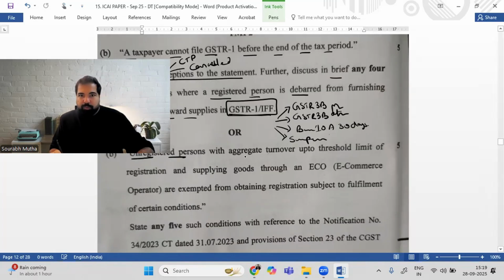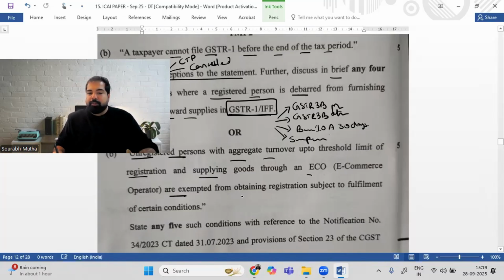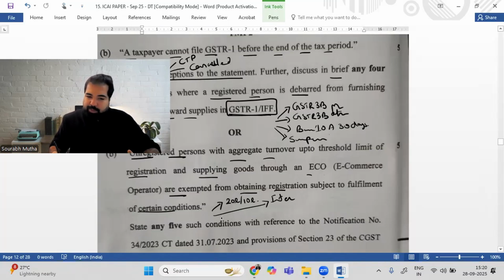Unregistered person, like you, a student, unregistered, with aggregate turnover up to the threshold limit of registration and supplying goods through e-commerce operators, are exempted from obtaining registration. Is that true? Yes. Guys, if you want to supply through e-commerce operators, you are not supposed to register up to a certain limit. What are the limits? You should not be over the 20 lakh limit. In some states, you should not be over the 10 lakh limit. That's the first condition. Second condition, you should not be supplying interstate. Within the same state, through e-commerce operators, you can supply.